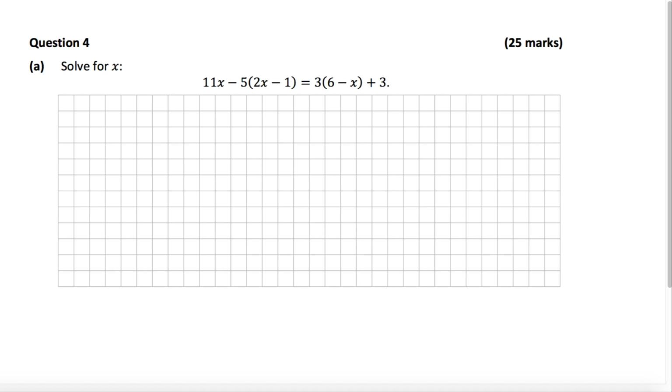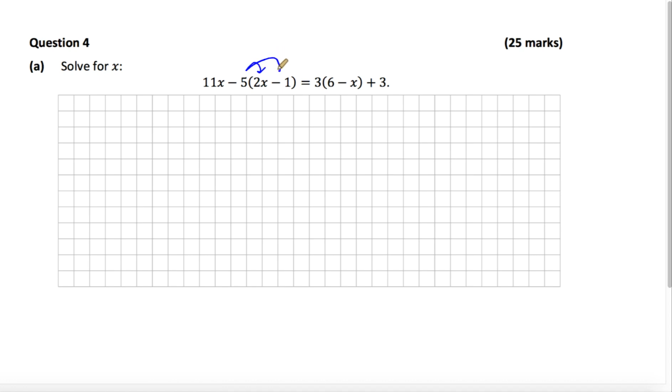So this is the 2017 Leaving Cert Ordinary Level Paper 1, and we're looking at question number 4. Part A says solve for x. We have this equation here. So we're going to multiply out the brackets and then simplify from there.